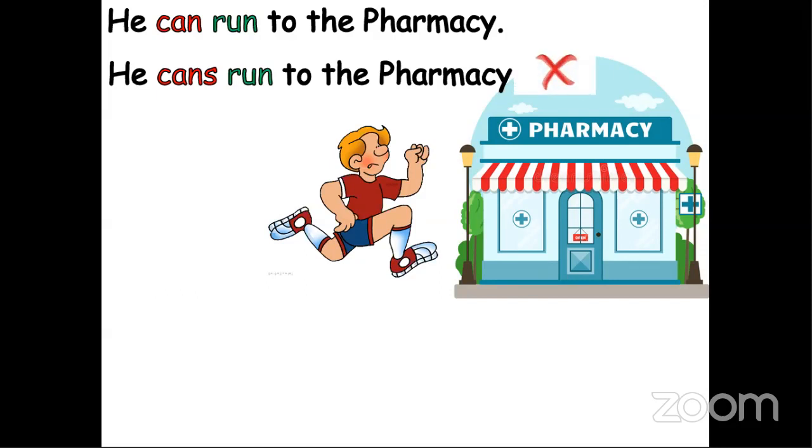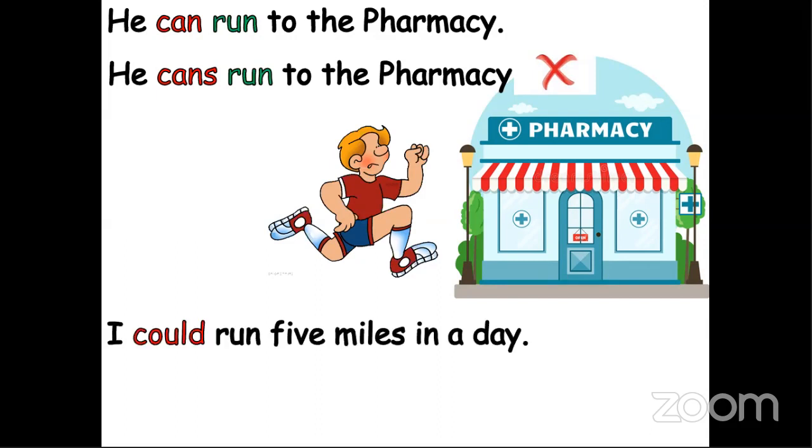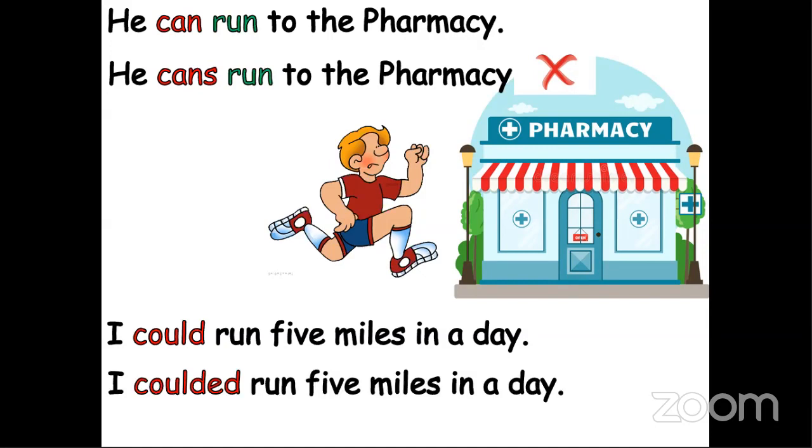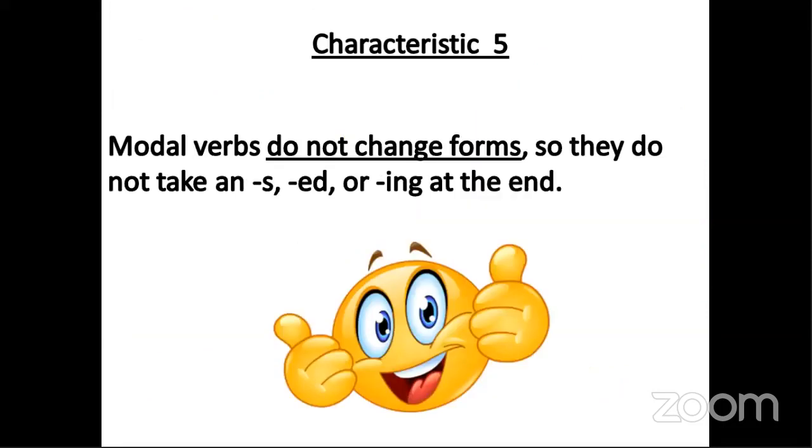We can never say he cans run to the pharmacy. In the same way, if I say I could run 5 miles in a day, then that sentence is correct. But I cannot say I coulded run 5 miles in a day, because modal verbs do not change their form. So this is our fifth characteristic. Modal verbs do not change forms, so they do not take an S, ED or ING at the end. Once again, remember, repetition is the mother of memory.